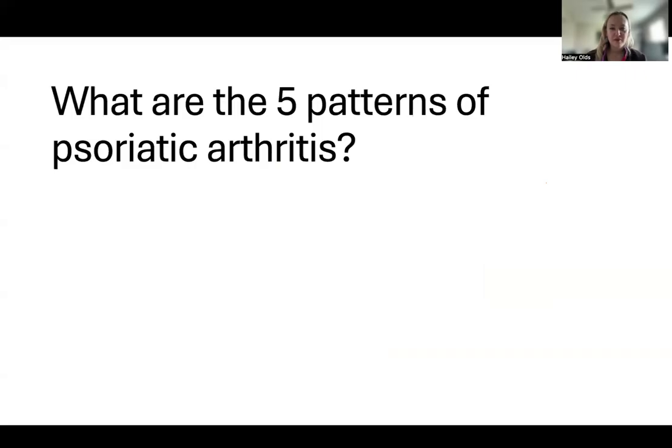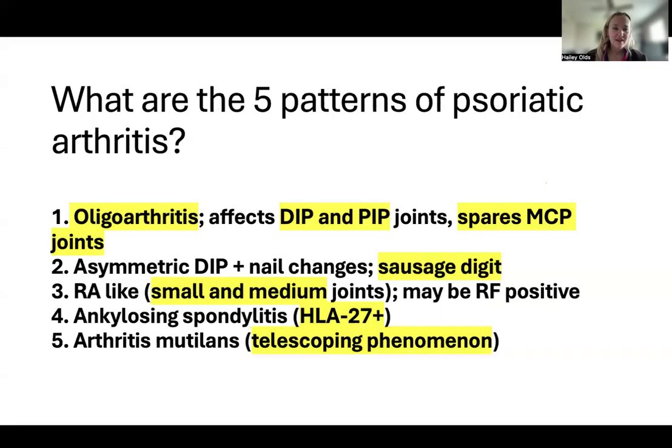So what are the 5 different patterns of psoriatic arthritis? So this kind of gets more into which joints are involved. So there's the oligoarthritis, which is just certain joints are involved. So that's usually the DIP and PIP joints in the fingers, but it spares the MCP joint. Pattern number 2 is when you have asymmetric DIP involvement, and that's when you get that sausage digit. 3 is RA-like, so it's small and medium joints.